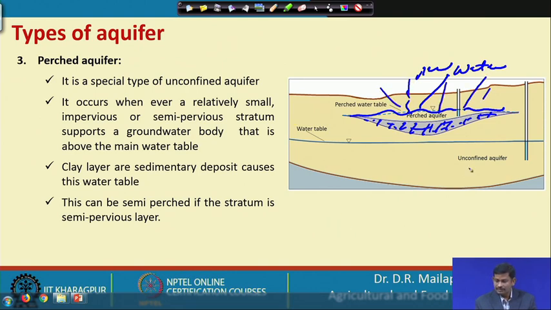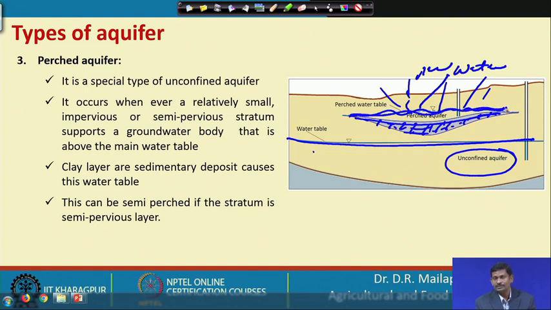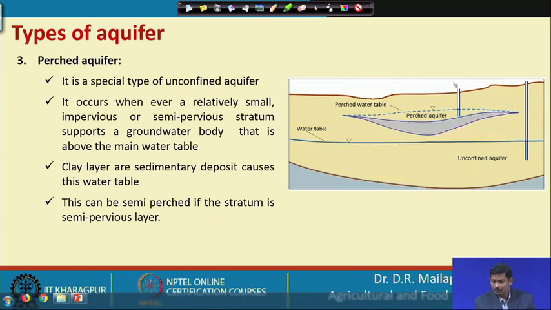Okay. So, here if you see, this is the unconfined aquifer, and this is the water table, whereas this one is the local unconfined aquifer or perched water table or perched aquifer, and it also has a water table. Okay. So, if you drill a hole here, water will be available up to this. If you drill a hole here, this is connected to the unconfined aquifer, and since this is the water table, water will be seen at this point. Okay. So, this is basically formed due to clay or any sediment deposits.